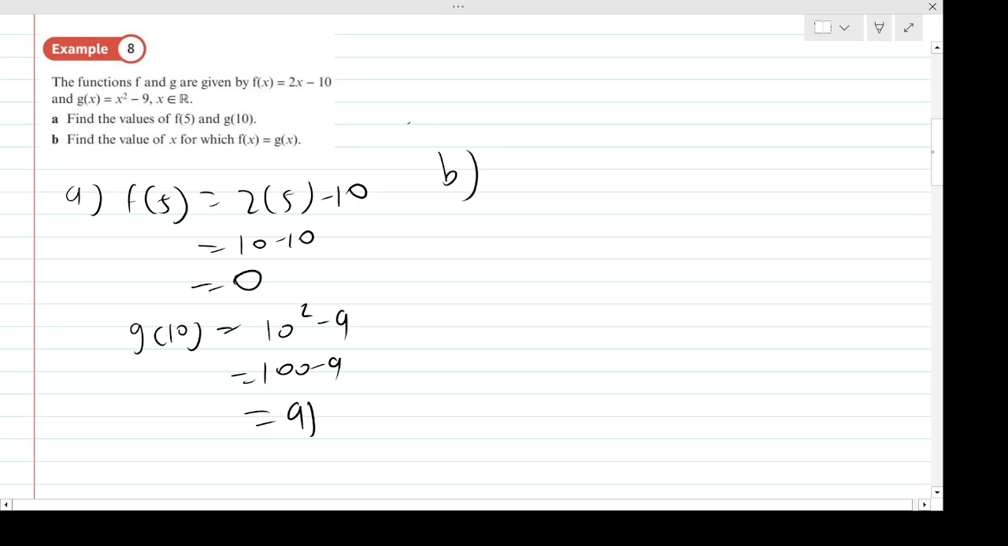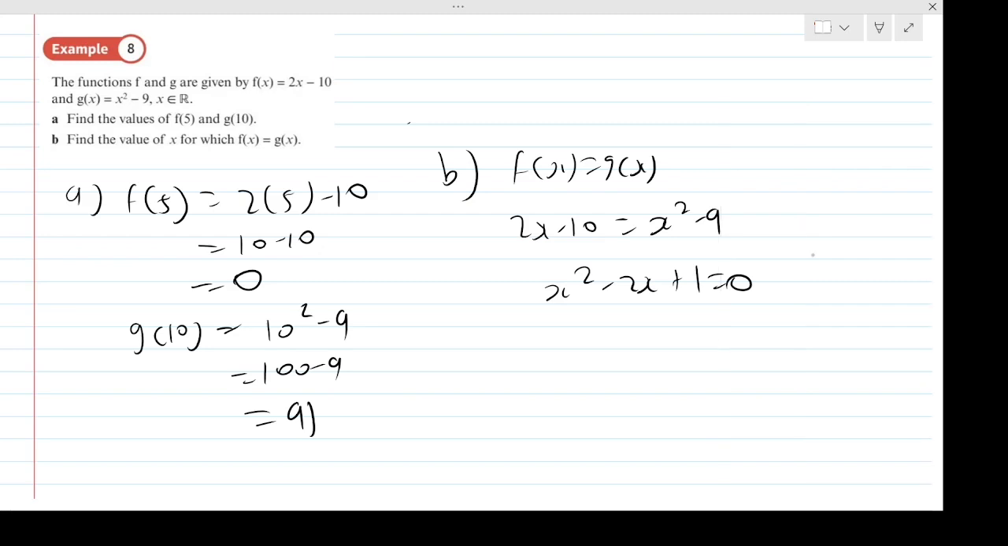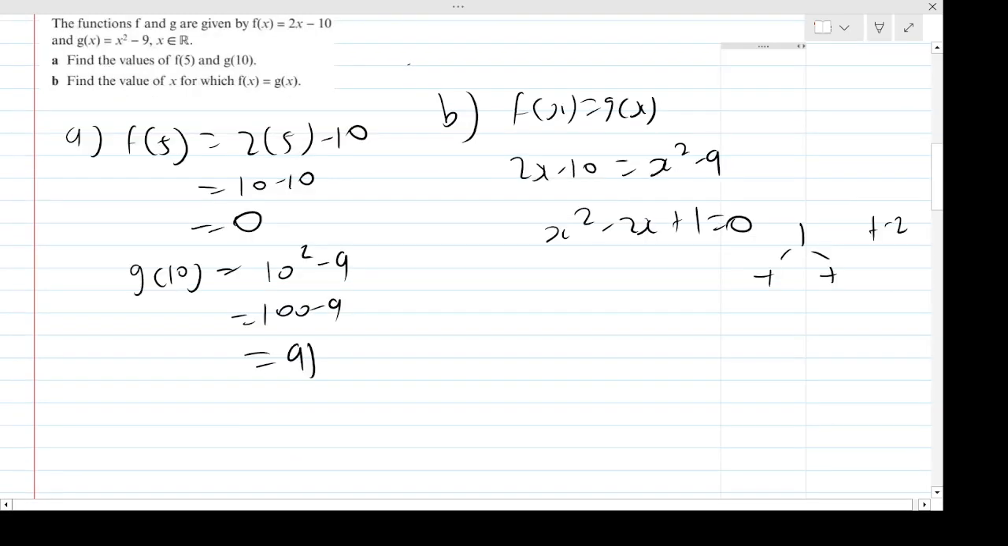Then part B, we need to find the value of x when the two functions are equal. So we set them equal: 2x minus 10 is equal to x squared minus 9. If I move everything to the other side, I get x squared minus 2x, add 10 minus 9, that's plus 1, equals 0. So we can factorise. Factors of 1 are 1 and 1, and to add them to get minus 2, our factors are x minus 1 and x minus 1. Or we could just say x minus 1 squared equals 0. So x equals 1 is my only solution there.